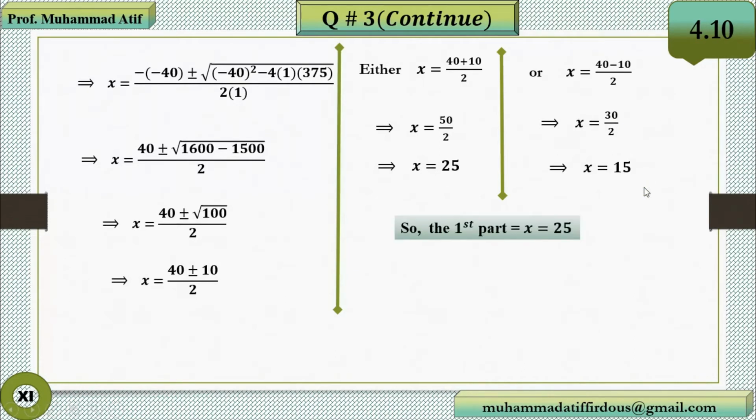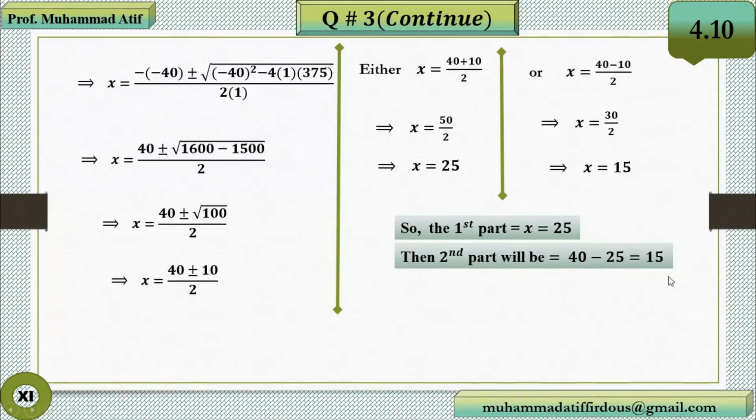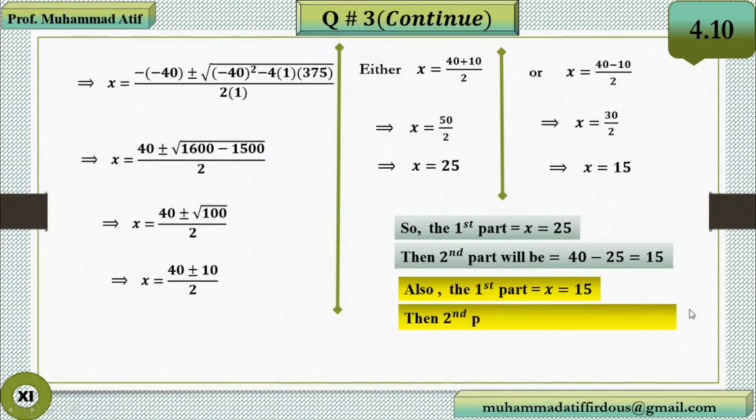So the first part is 25, and the second part is just replace x in your supposition, which is 40 minus 25, or 15. So the required two numbers are 25 and 15. You can also write it as the first part is 15 and the second part is 40 minus 15, 25. So you can replace this in order to get your answer. So this is your problem number 3.